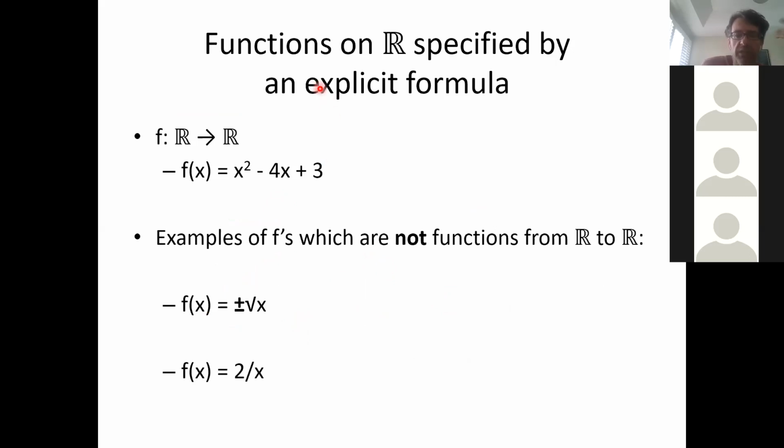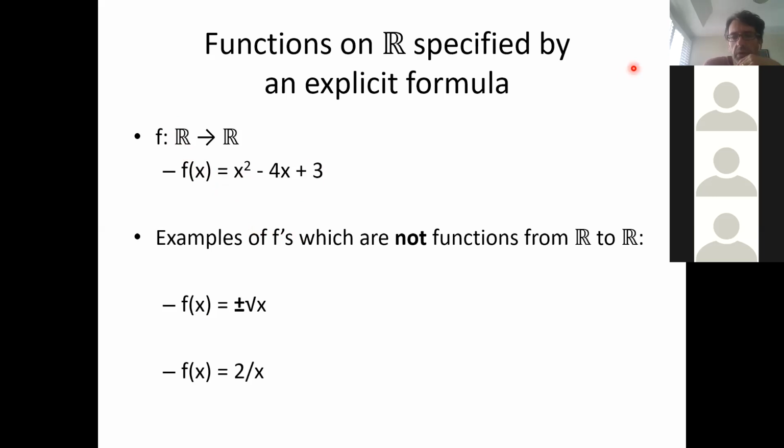Functions are often specified by an explicit formula. So here is a function that maps reals to reals. The formula is f of x is defined as x squared minus 4x plus 3. So I can evaluate this function on any real. So x is some real. And how do I evaluate it? I evaluate this formula. And that defines what f of x is, right?